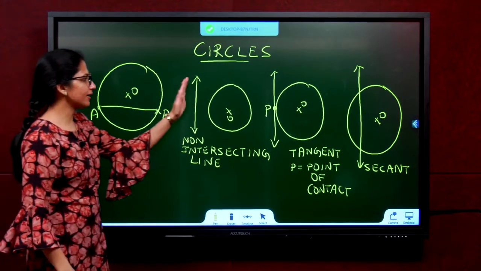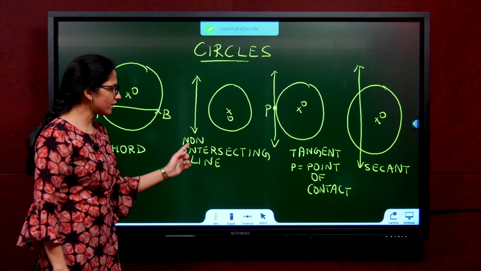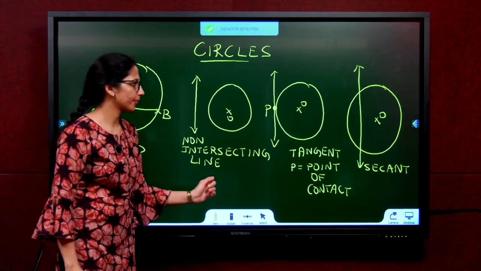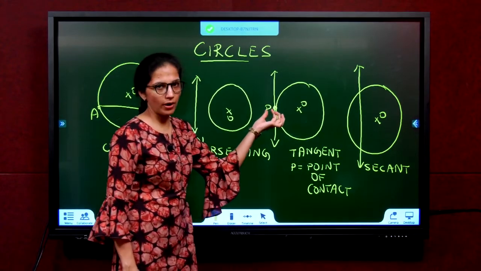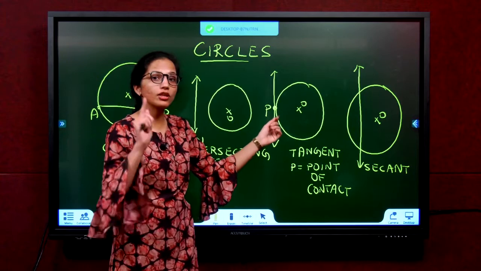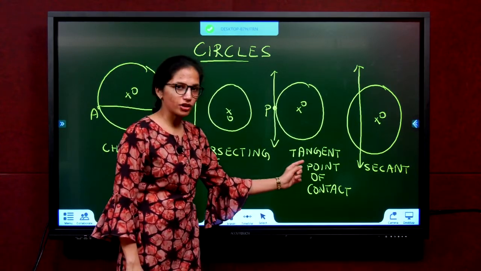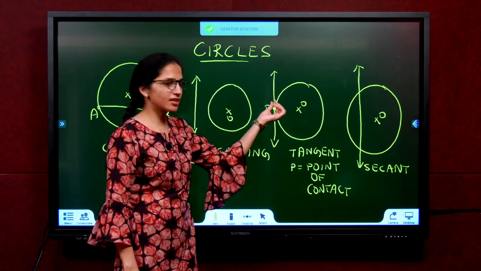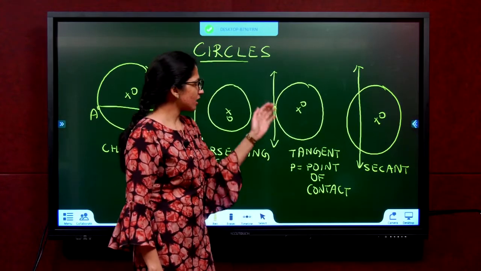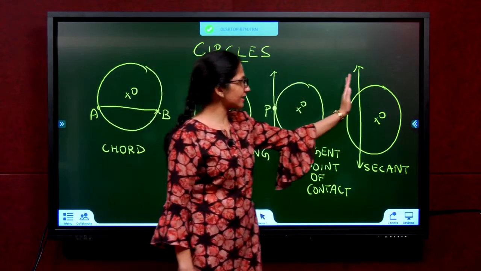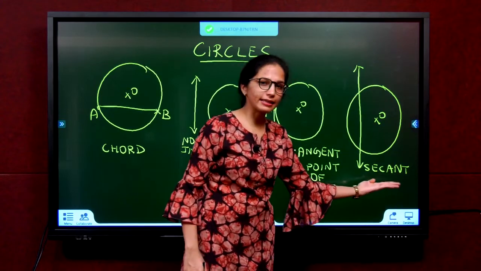If you have a line outside the circle that is not touching the circle anywhere, then it is called a non-intersecting line. If you have a line that is touching the circle only at one point, that means the line and the circle have only one common point, then that line is called the tangent. And this point where it touches the circle is called the point of contact. If this line intersects the circle at 2 points, then this line is called a secant.